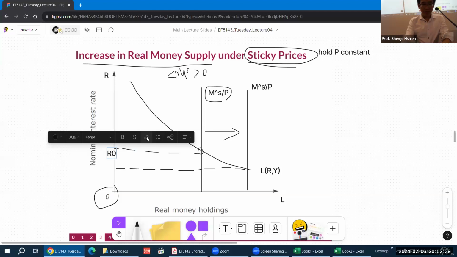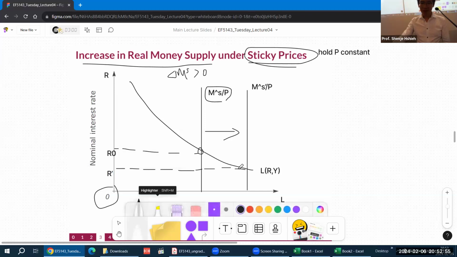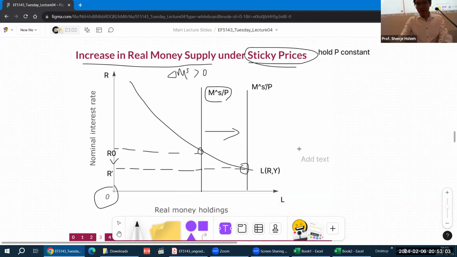It's R naught and R prime. Okay, so just looking at the shift in lines in this plot, there's no economics explanation, but based on this graph, you can easily conclude that there is a new equilibrium interest rate, right? And it's lower. All right. Mathematics, we can look at the math.